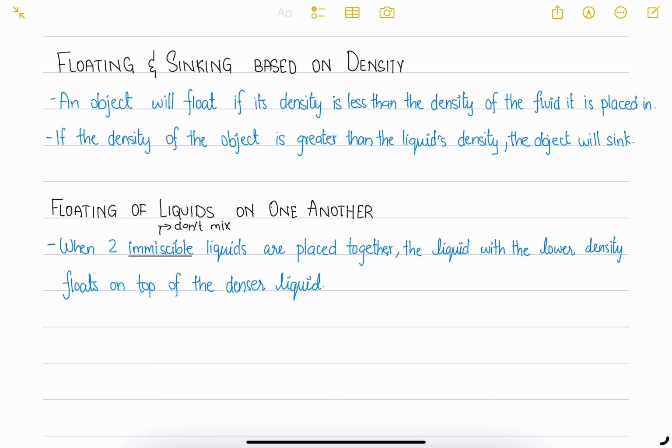Oil spills. Oil floats on water due to its lower density, making it easier to clean up when there are oil spills. And material selection. Engineers select materials based on density for specific uses, like lightweight materials for aircrafts.